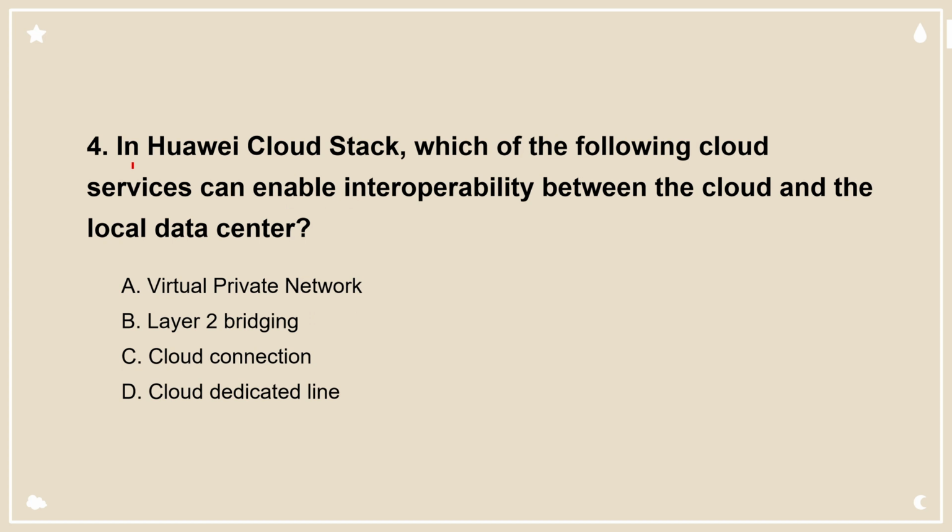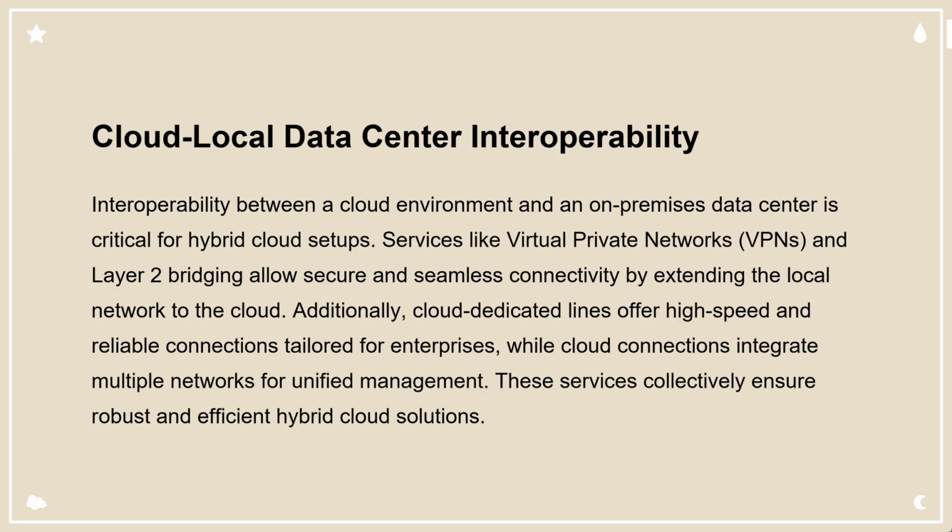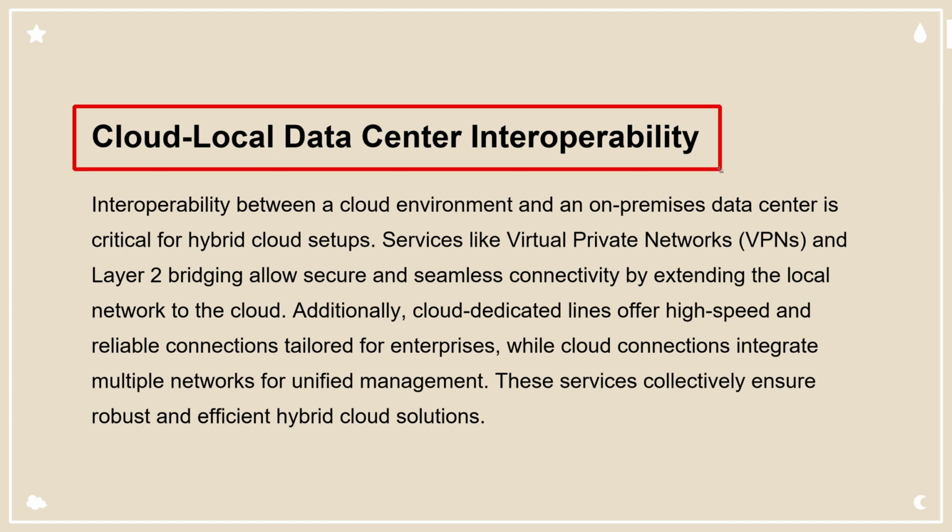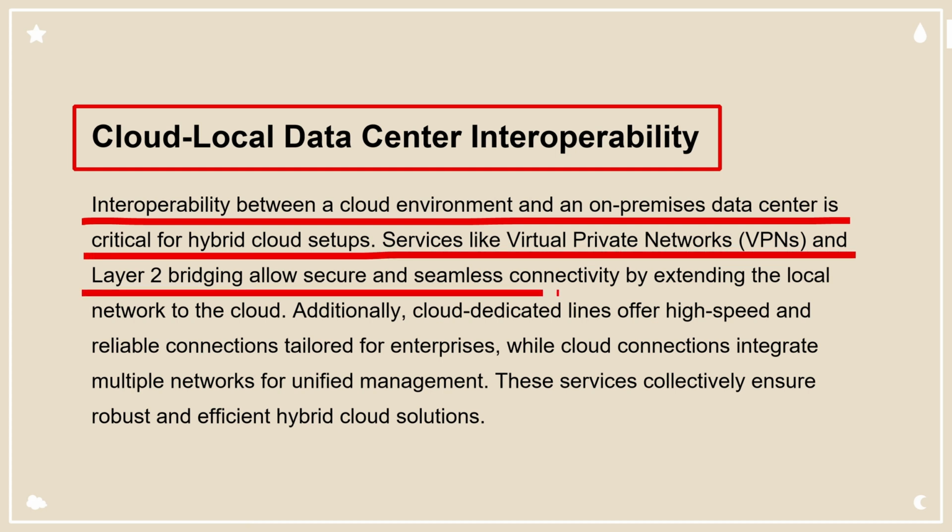Question 4. In Huawei Cloud Stack, which of the following cloud services can enable interoperability between the cloud and the local data center? The knowledge points of this question are Cloud Local Data Center interoperability. These services help connect your cloud and on-premises data center. VPNs and Layer 2 bridging extend your network to the cloud, while cloud-dedicated lines give you fast and reliable links. Cloud connections bring everything together for smooth communication between systems.